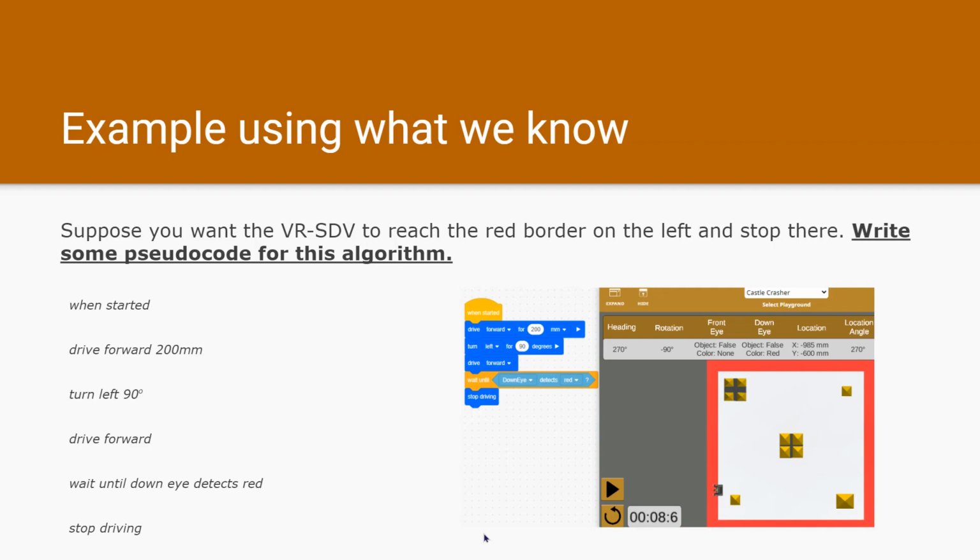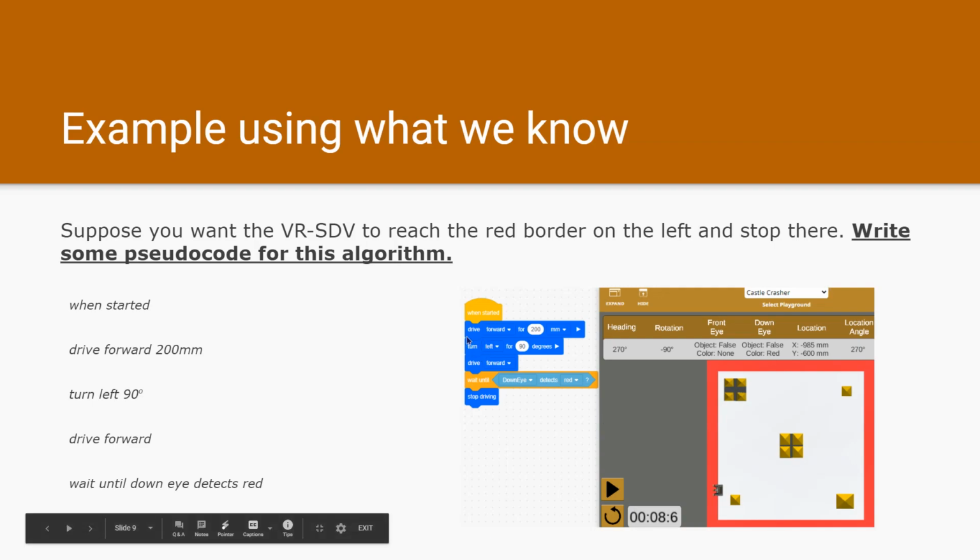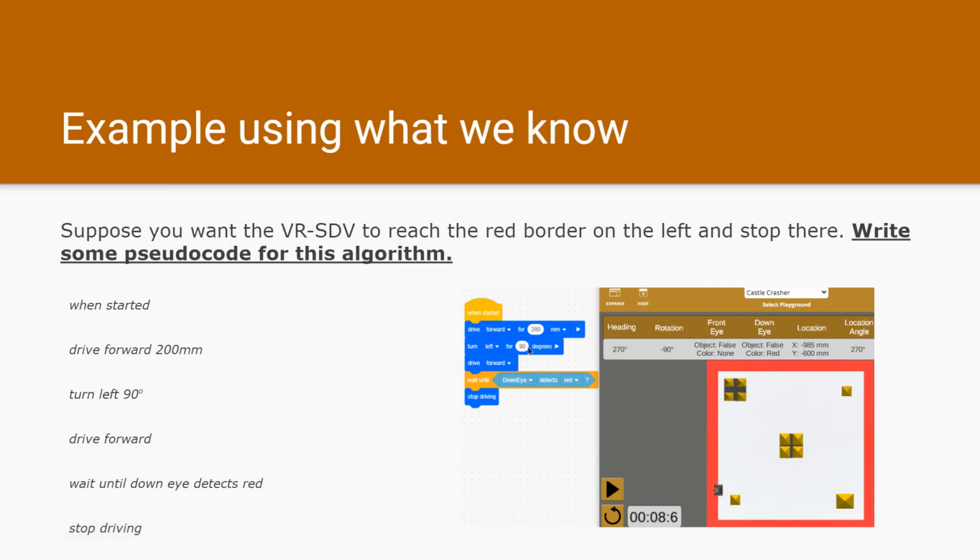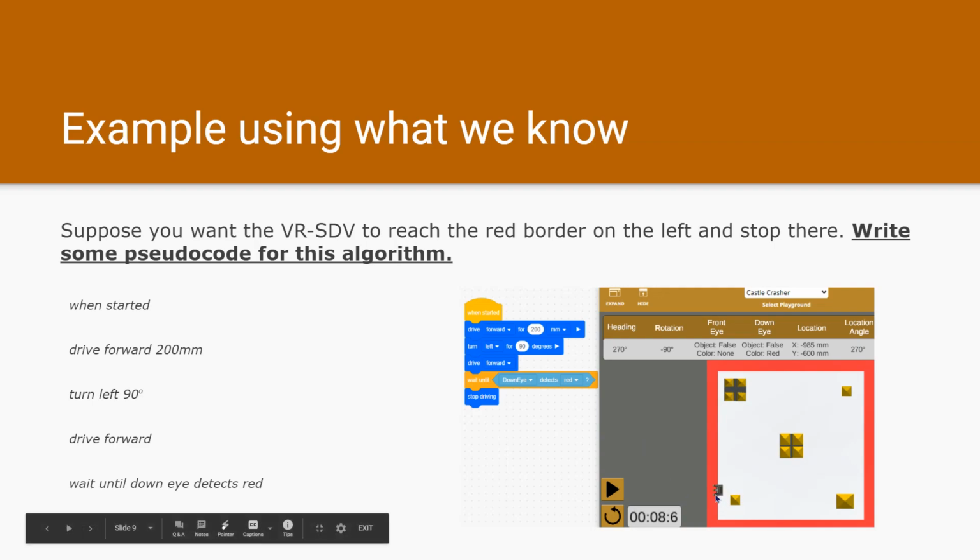So then you can see the code. What do we do for the code? We did drive forward 200 millimeters, turn right. Well, we did say on the left, that's why. Turn left 90 degrees, drive forward, wait until. Well, that was actually a little bit different than what we did. We said if then. But in lesson 4, we'll describe the difference between repeat until, wait until, and if then. Then we said stop driving, and that thing got its life spared.